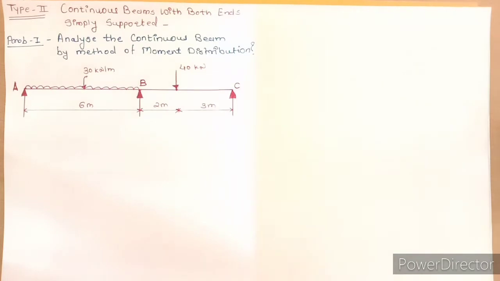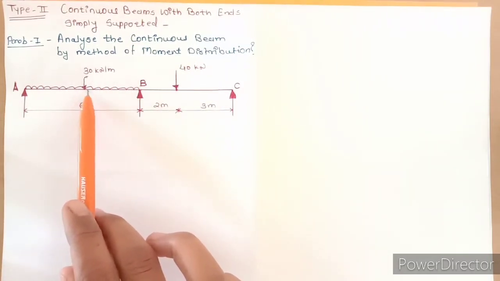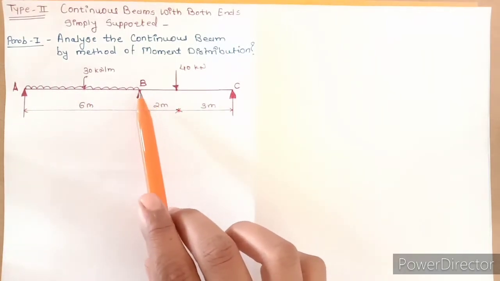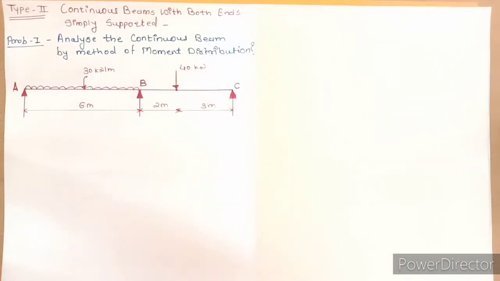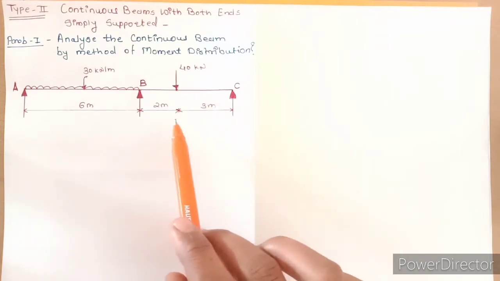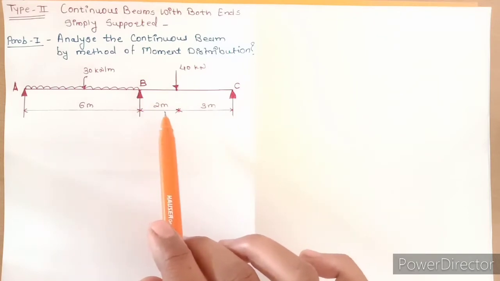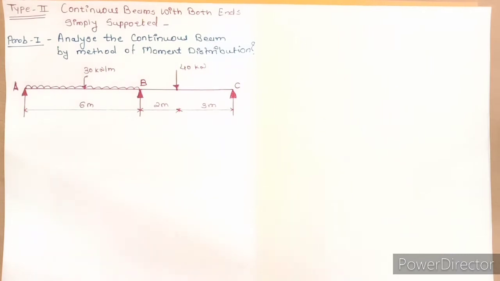The figure shows a continuous beam ABC. Over member AB, a 30 kilonewton per meter UDL acts, and its span is 6 meter. Over member BC, a 40 kilonewton point load acts, but its total span is divided into two parts. That means from point B to the point load the distance is 2 meter, and from the point load to C the distance is 3 meter. This is our given diagram.